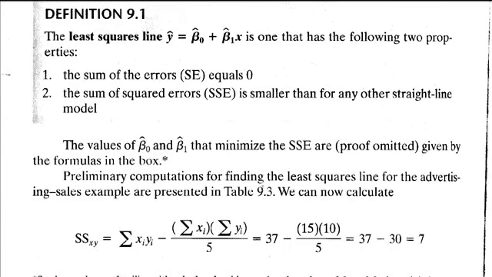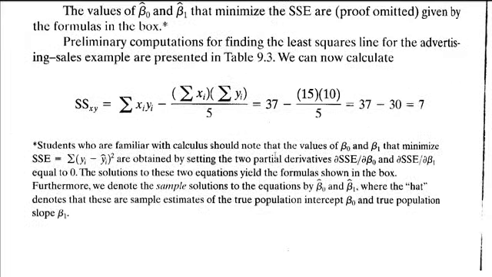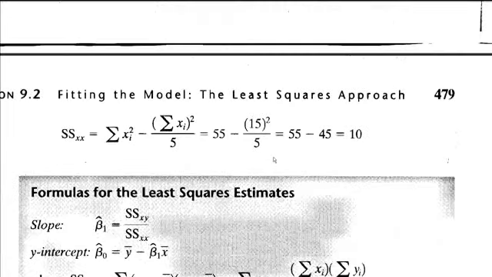The values of beta sub 0 hat and beta sub 1 hat that minimize the SSE are given by the formulas in the box. They're going to tell us how to calculate beta sub 0 hat and beta sub 1 hat, and they're not going to tell us how to prove that this does give us the smallest SSE. Let's see, where is that box? Here.